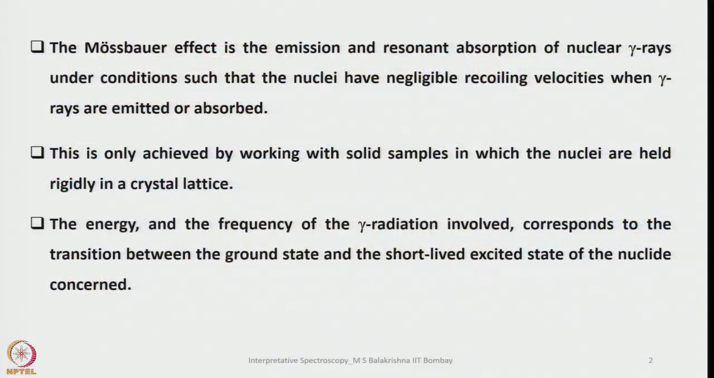The Mössbauer effect is the emission and resonant absorption of nuclear gamma rays under conditions such that the nuclei have negligible recoiling velocities when gamma rays are emitted or absorbed. This is only achieved by working with solid samples in which the nuclei are held rigidly in a crystal lattice. The energy and the frequency of the gamma radiation involved correspond to the transition between the ground state and the short-lived excited state of the nuclide concerned, nuclear spins concerned.